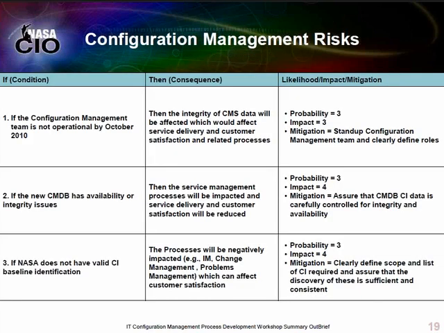All right, so some of the risks that apply to this five-step model, again: plan, identification, control, report, and then validate and audit. We identified the top three. The first one is if the configuration management team is not operational by October 10th. What does that mean? It's real key. Our CMDB is going to be the CMDB in the Remedy system that's going to be used by the Enterprise Service Desk down at Stennis.